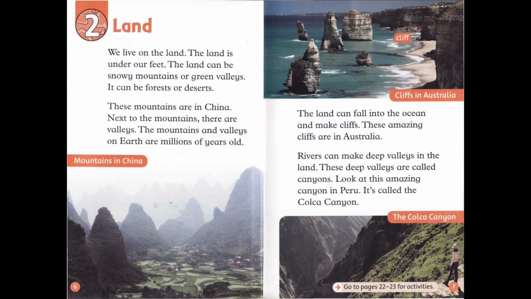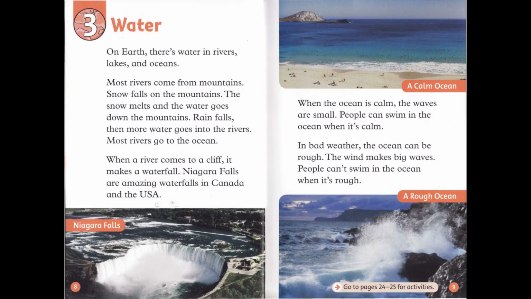Chapter 3. Water. On Earth, there's water in rivers, lakes, and oceans. Most rivers come from mountains. Snow falls on the mountains. The snow melts and the water goes down the mountains. Rain falls, then more water goes into the rivers.